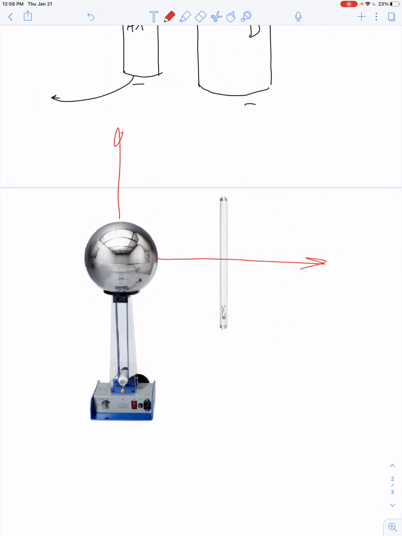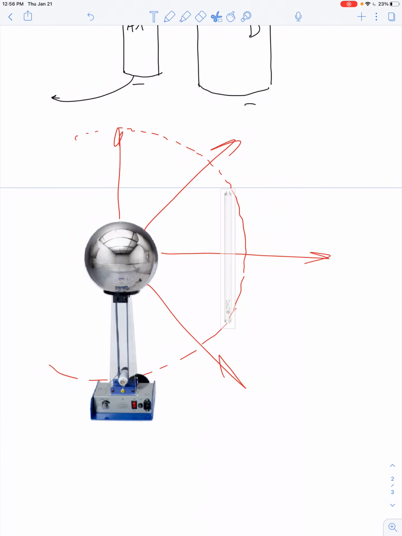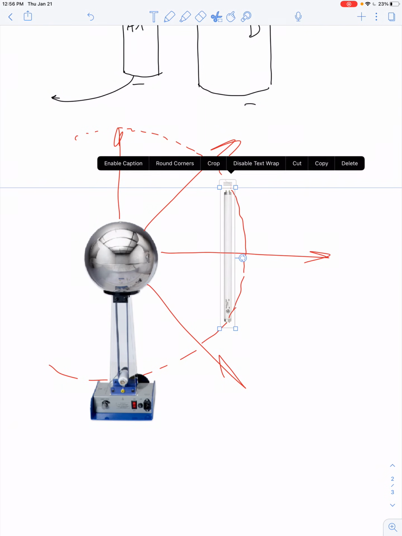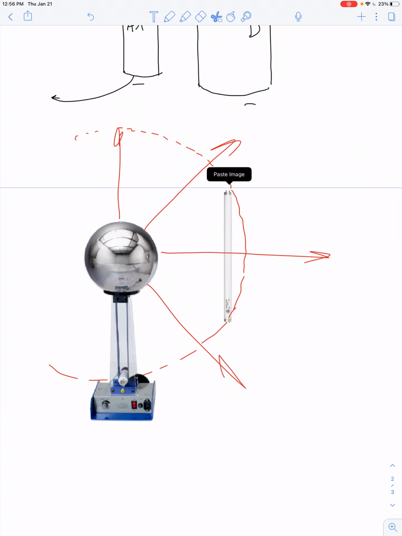If we draw in the electric field lines, and I draw one of the lines of equipotential, well, if I got it right, then this is sitting so that its two ends are both at the same electric potential. So although there is a value of electric potential, there's no difference in the electric potential, and the bulb will not light up.